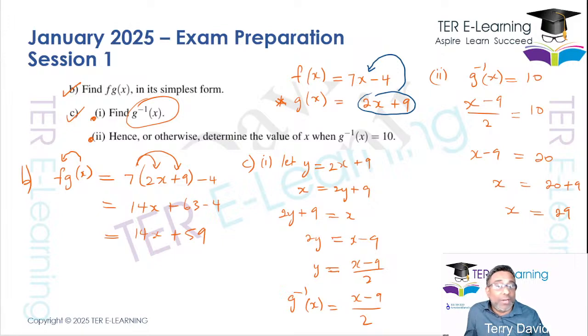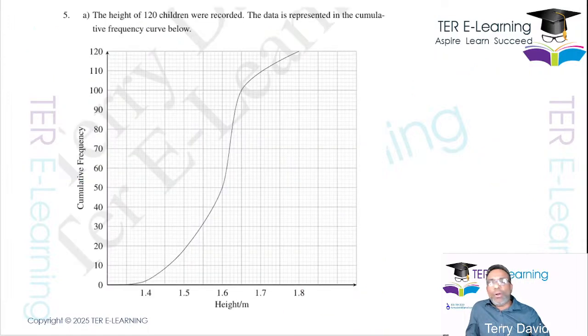So that's question 4. Let's look at question 5. CXC likes cumulative frequency curves, right? They just like to. Somebody said they got a grade 1. Great job. So we have a cumulative frequency curve here.